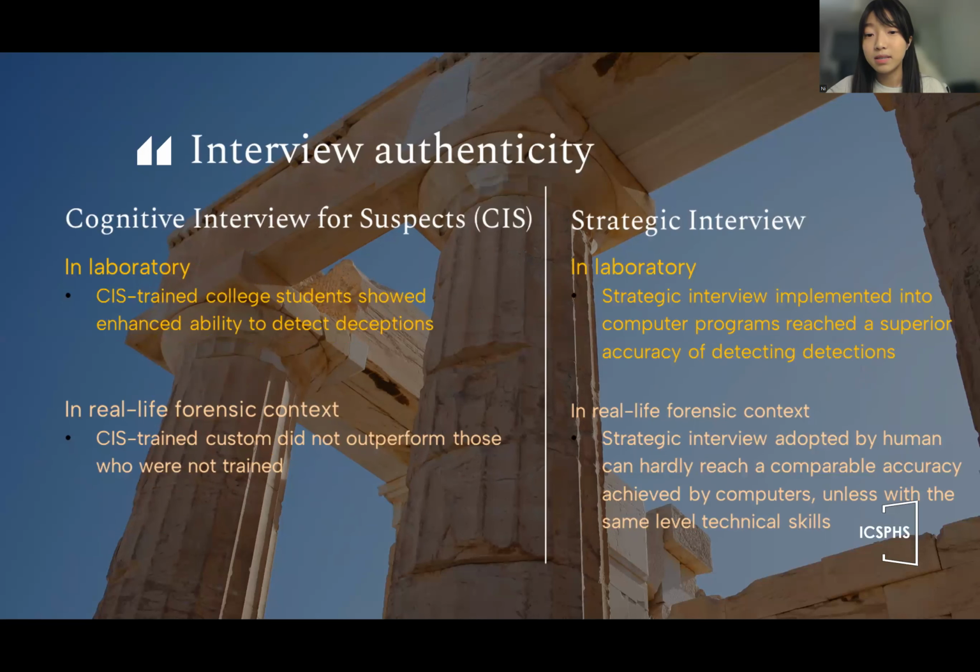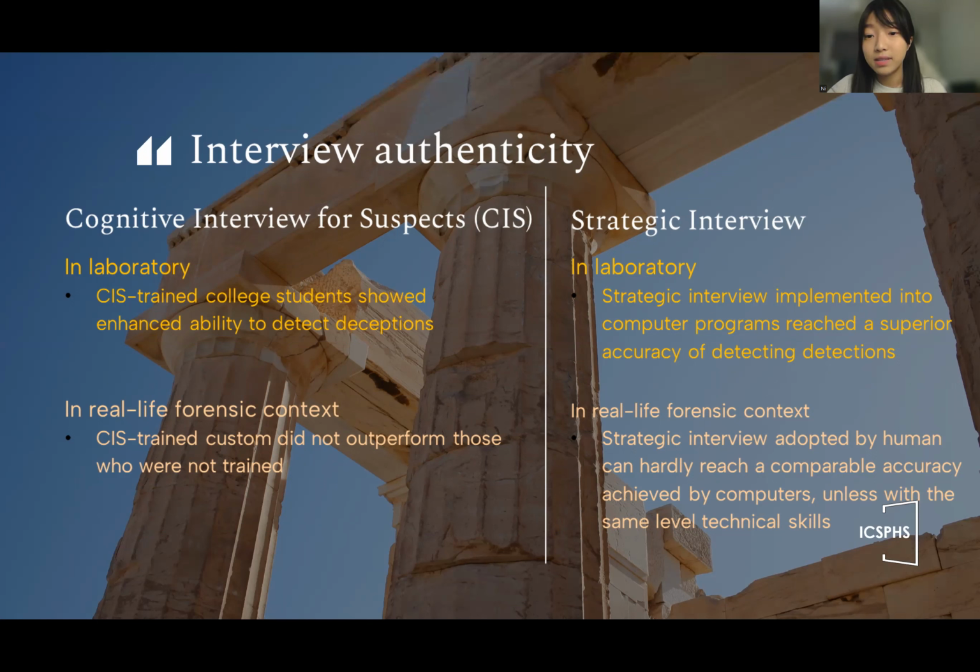Finally, when implementing this approach in a real-life context, the cognitive load approach in real-life deception detection seems to have worse performance. Here, I will present two examples of the cognitive load approach and their performance in laboratory settings and in real-life forensic contexts. First is the cognitive interview for suspects. In laboratory settings, the CIS-trained college students were much better at detecting deceptions than those who received no training. However, in a real-life forensic context, this approach adopted by customs failed to improve the accuracy of deception detection to the same level. Strategic interview is another one.